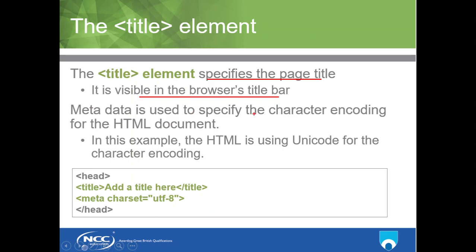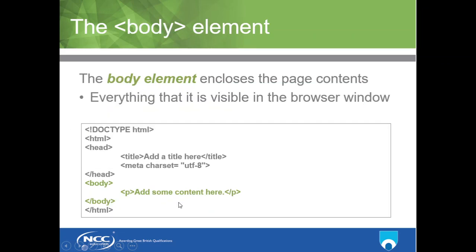Metadata is used to specify the character encoding for the HTML. In this example, it's using what you call Unicode character encoding. So this one, the meta, then charset UTF-8. We have several other character encoding mechanisms.